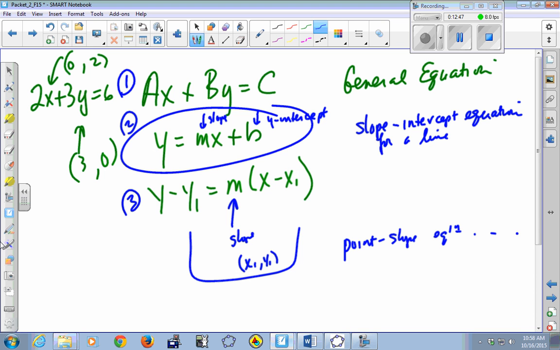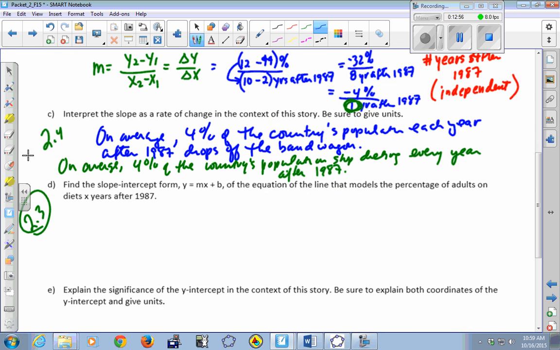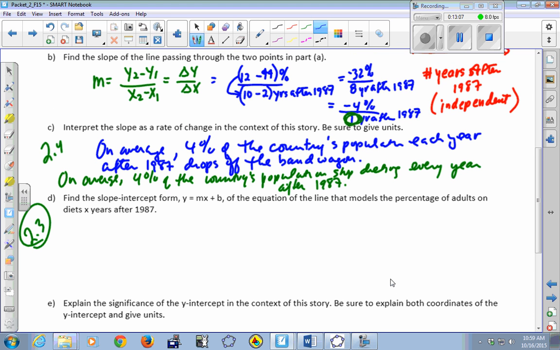Some of these will be in your class activities, but those are the three forms of a line that we tend to work with. Okay, so let's work first with the slope-intercept form of a line, y equals mx plus b. So find the slope-intercept form of the equation of a line that models the percentage of adults on diets x years after 1987. So we can fill in a part of this right now without a whole lot of effort. What part of this can I fill in right now? Slope, right? Which is what?